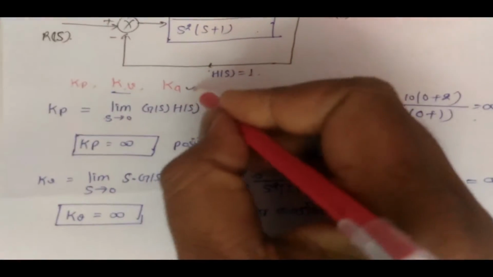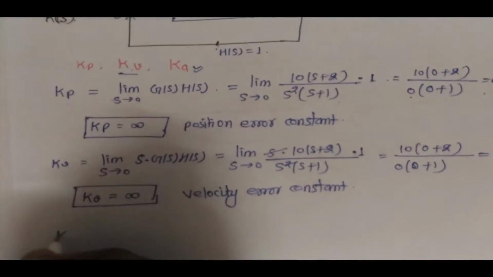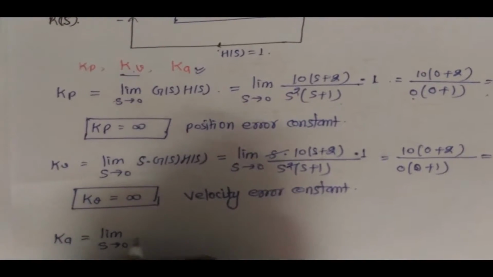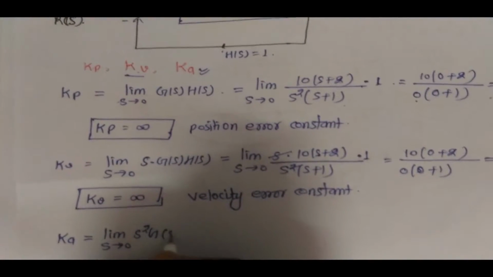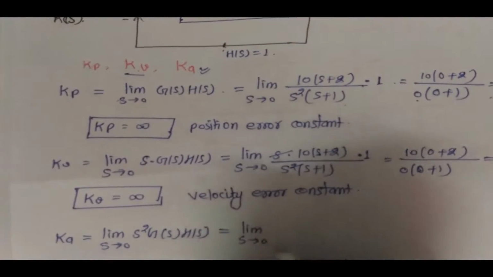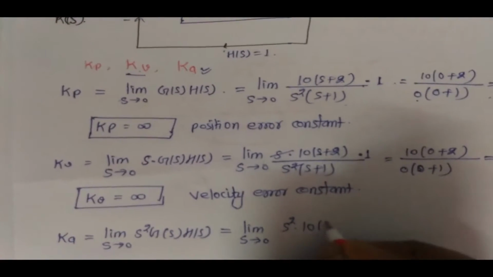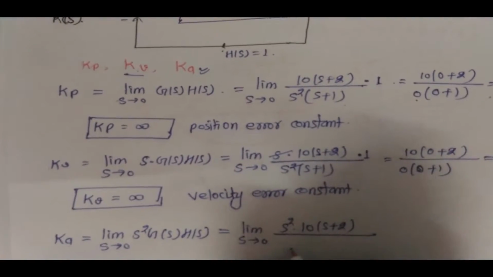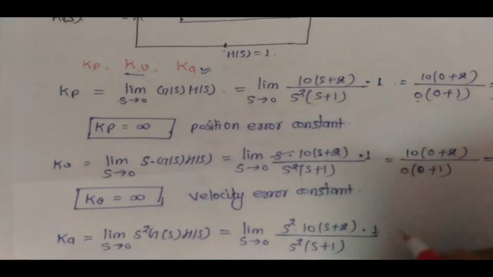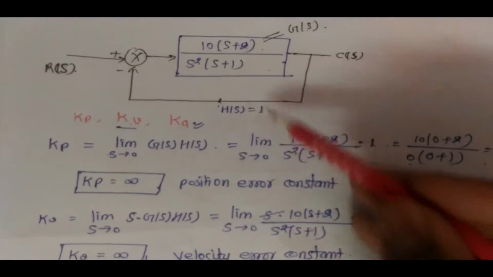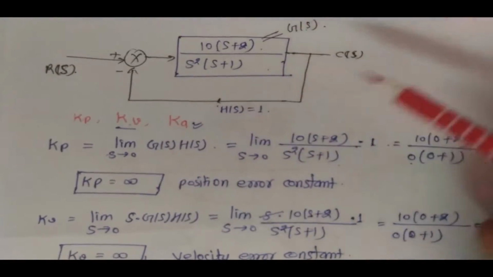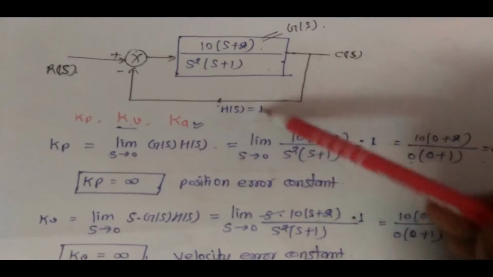Now what is remaining? That is Ka, the acceleration error coefficient or constant, equal to limit s tends to 0 of s² into G(s)H(s). Similarly, put the value of G(s) and solve it: s² times 10(s+2) divided by s²(s+1), into 1 as the value of H(s), because this is the negative unity feedback system, so the value of H(s) is 1.